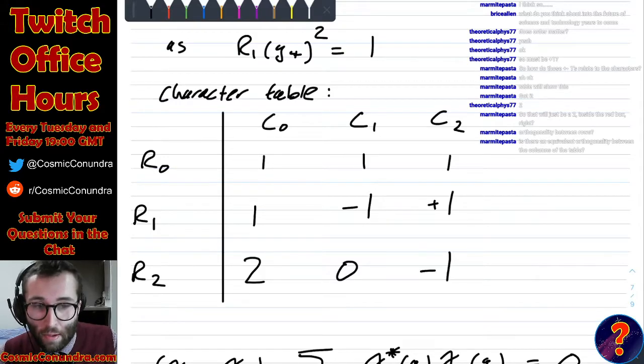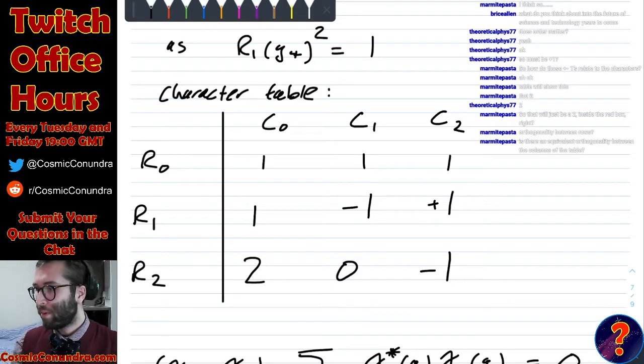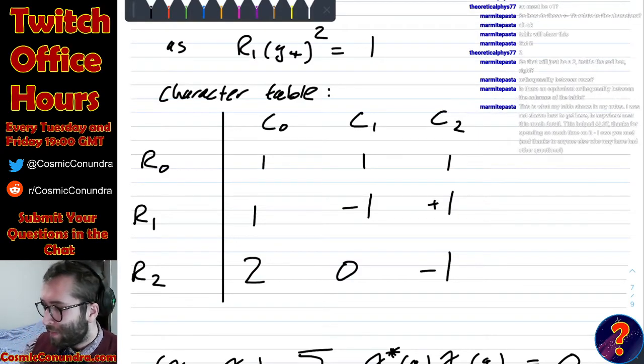So that was how I would find the character table using those properties. You've got quite strong dimensional constraints from this formula linking the dimension squared of the group to the dimension squared of the representations to the order of the group.